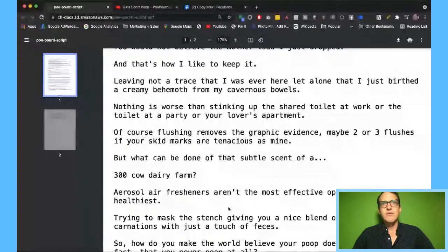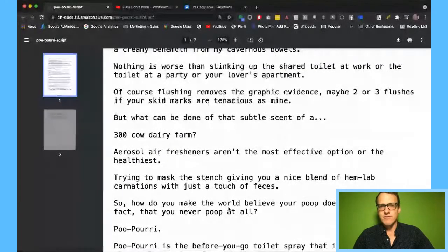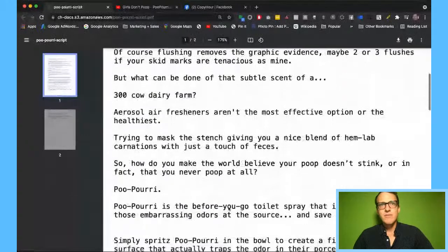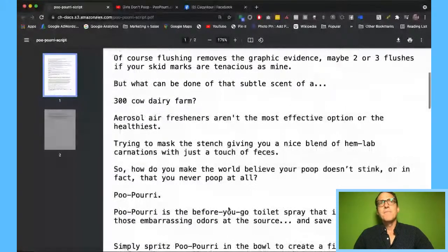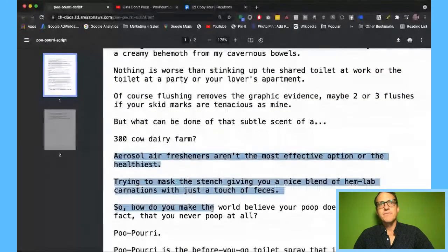Let's just move forward with this. So of course, flushing removes the graphic evidence. These are things you've tried, maybe 2 or 3 flushes, if your skid marks are as tenacious as mine. But what can be done of that subtle scent of a 300 cow dairy farm? Here's what's worked in the past. And really, this is the stuff that's worked in the past. Here's the problem.